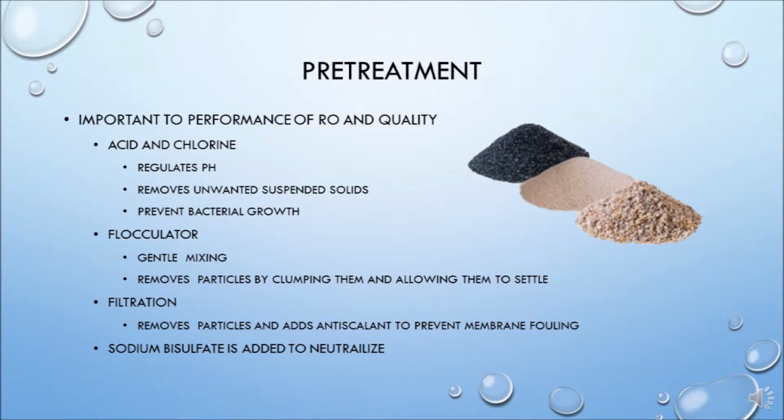The pretreatment process is the next step in the desalination. In the pretreatment phase, acid and chlorine are added to regulate the pH, remove unwanted solids, and prevent bacterial growth on membranes. A flocculator then gently mixes the intake and removes any suspended colloids in the solution via clumping. Sodium bisulfate is finally added to neutralize the solution before the reverse osmosis process begins.